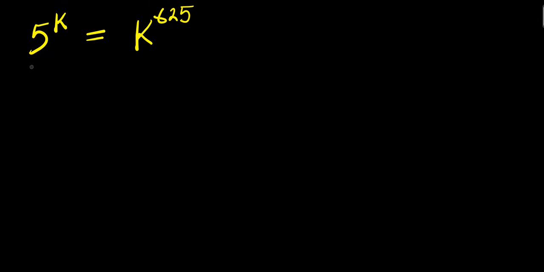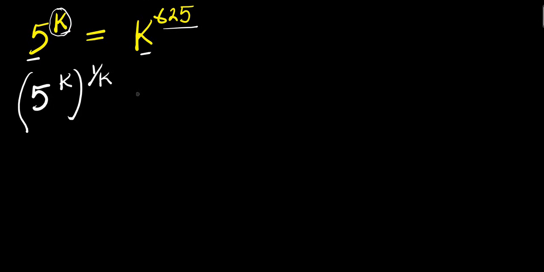Hello, how to solve 5 power k equals k power 625. So we start by eliminating this k here. We multiply the exponent by 1 over k. So this is 5 power k, and this is raised to the power of 1 over k. And this equals k power 625, and this is raised to the power of 1 over k.